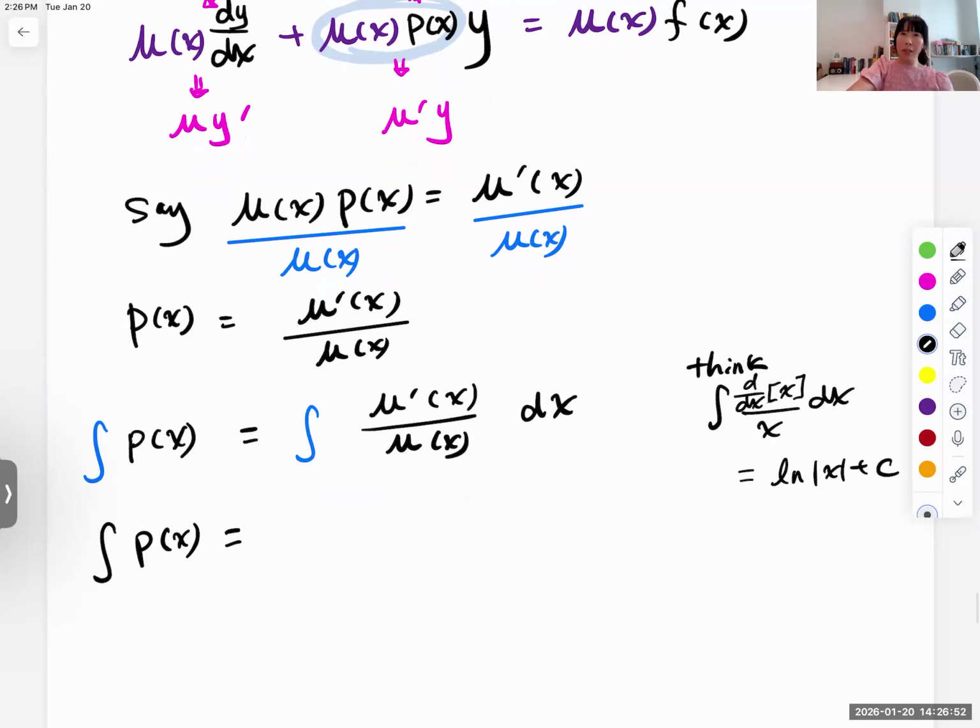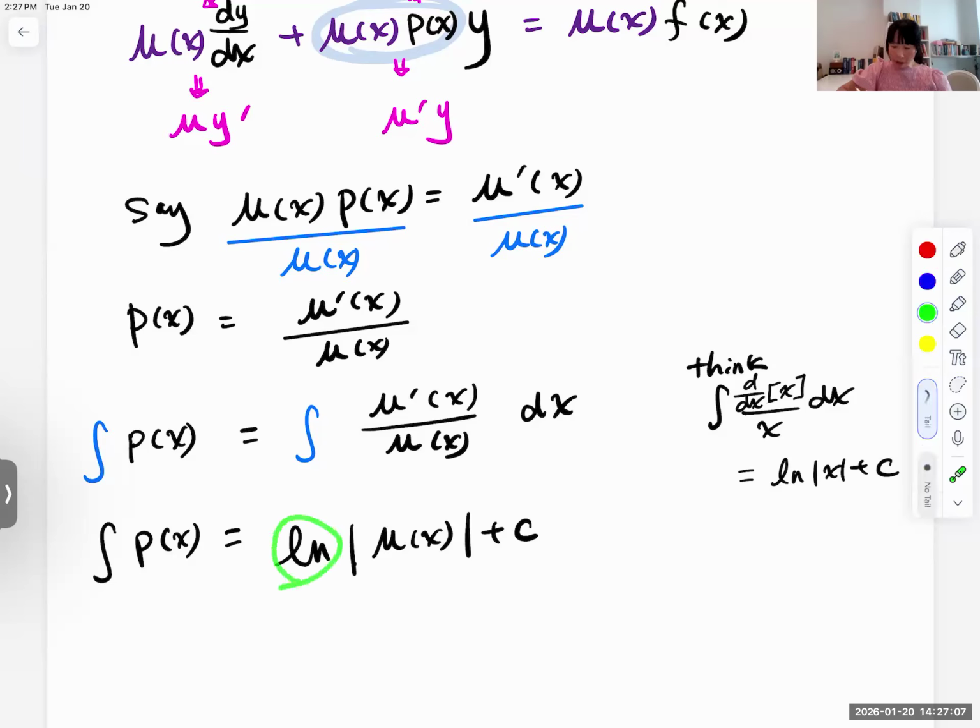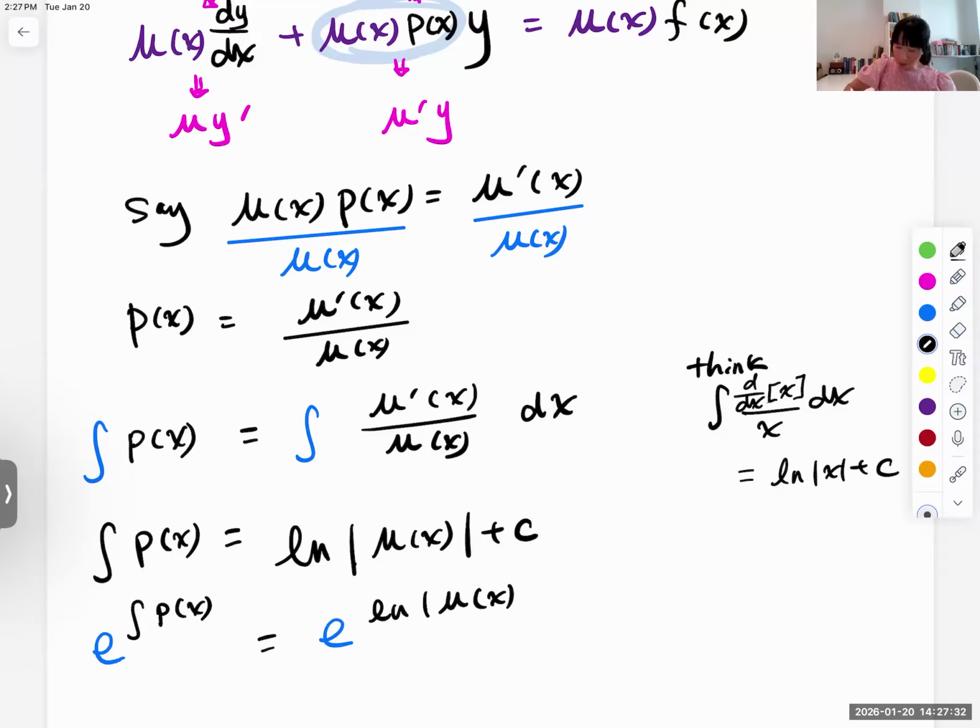Okay, so in that case, we have ln of the absolute value of mu of x plus c. Now we have a natural log, so we take e to both sides, the exponential function, right? Because I'm trying to get the integrating factor. So that will be the integral of p of x equal to ln mu of x plus c.